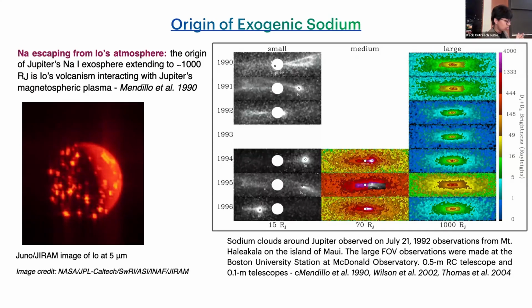That's what is shown in the figure on the right side, where if you observe Jupiter as a point source, we can see a cloud of sodium orbiting around Jupiter. It's extending up to 1,000 Jupiter radii at times. And on the left side, the figure is the Juno-Geronimo image of Io at 5 micrometers, where you can see the volcanic activity happening.